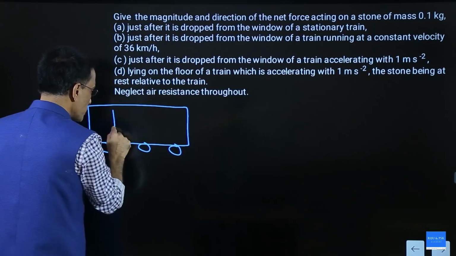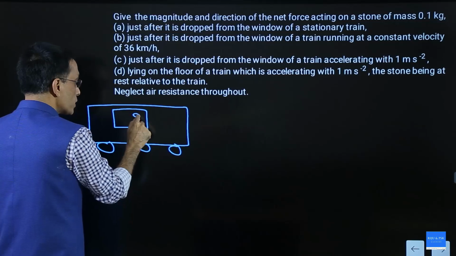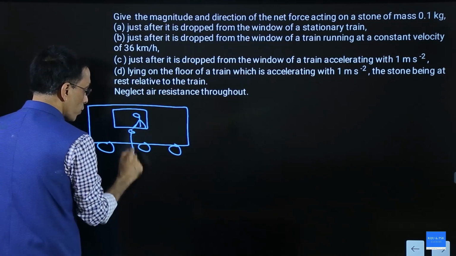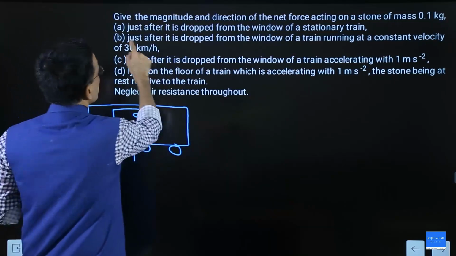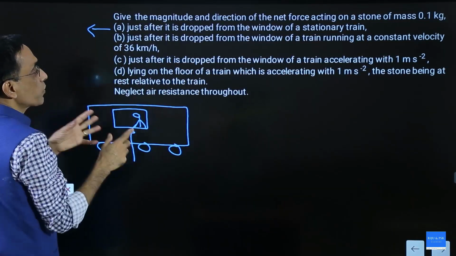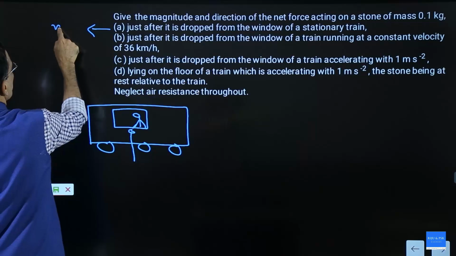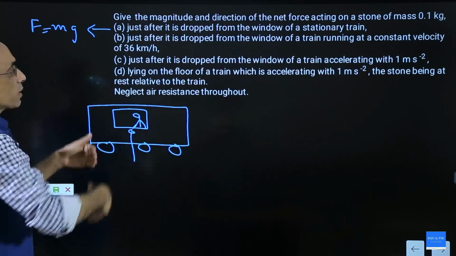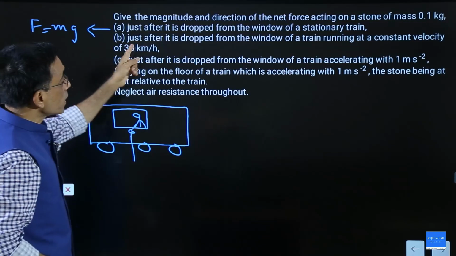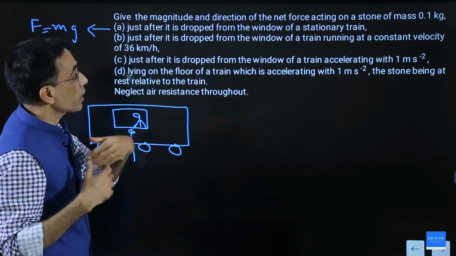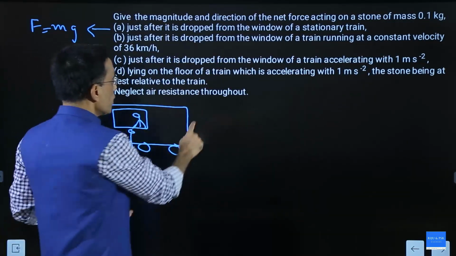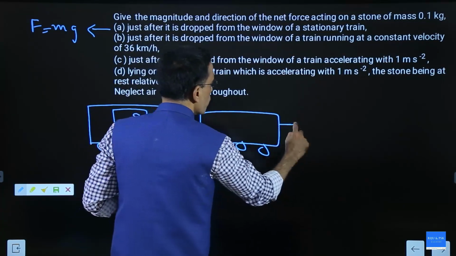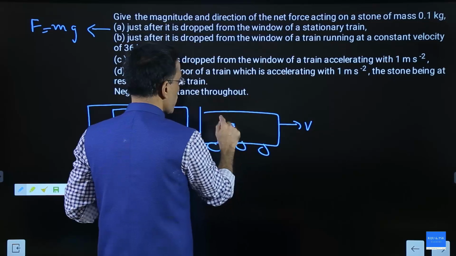Suppose this is the window from which you drop it, and the stone will fall downward. So the force acting in case 1, just after it is dropped, is only the gravitational force. So you can say F equals mg, in the downward direction. Case 2: just after it is dropped from the window of a train running at a constant velocity. The same train now moves with a constant velocity, and you are dropping a stone from the window.